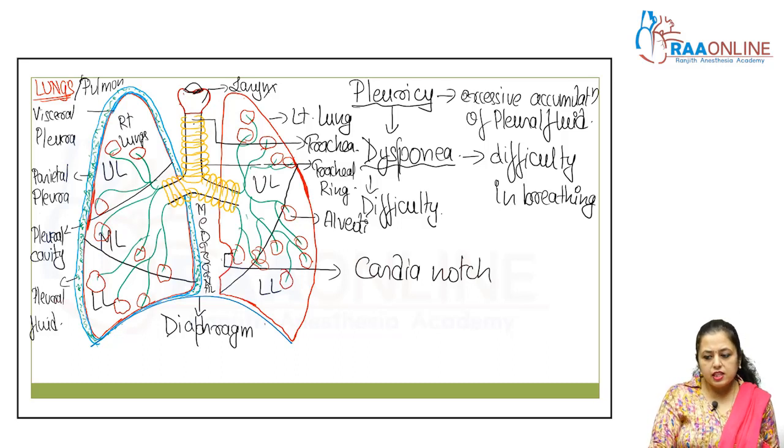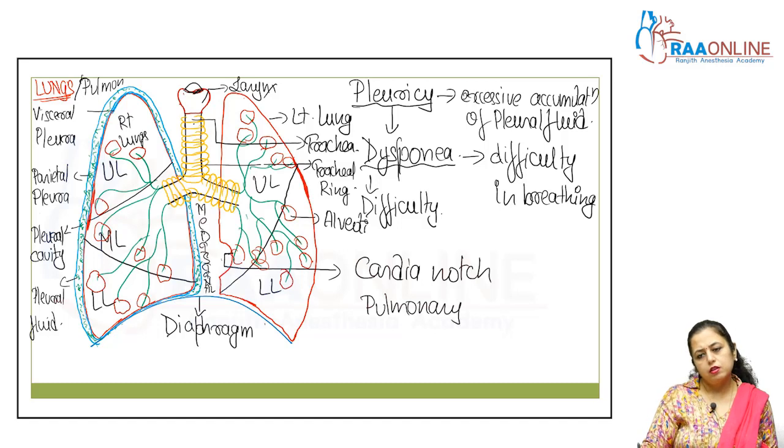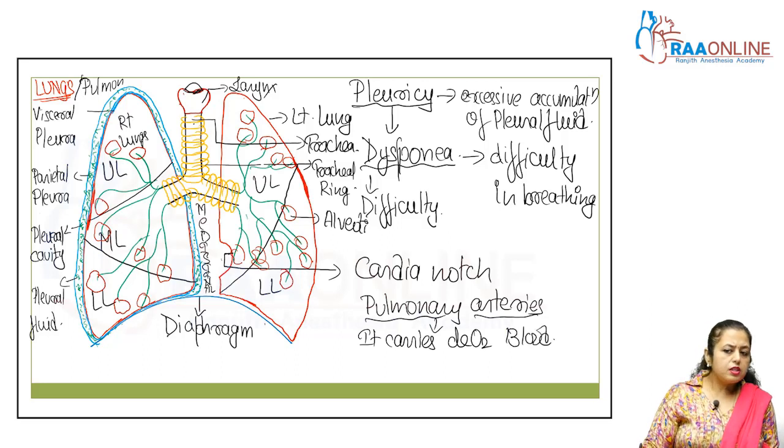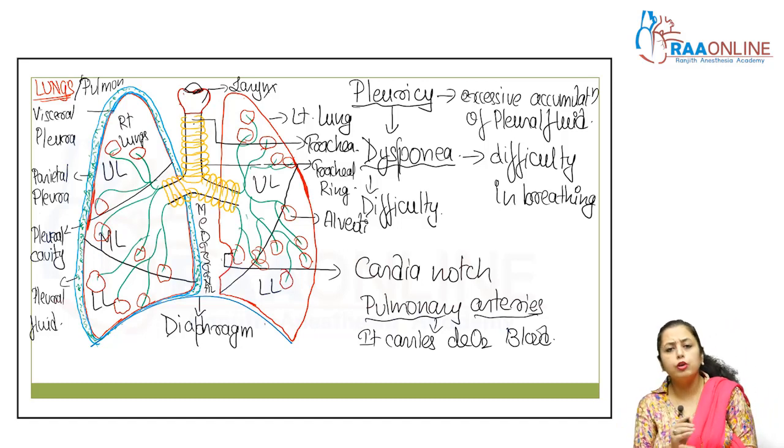Now in lungs, these alveoli, we know about the pulmonary arteries, right? Pulmonary arteries carry the deoxygenated blood, because when we talk about the exact definition of artery, it's not whether it carries the oxygenated or deoxygenated blood.